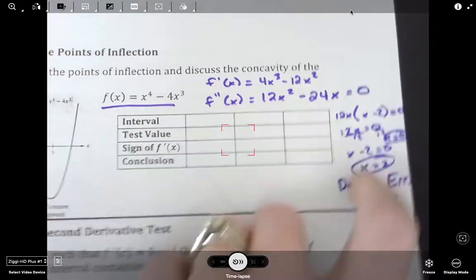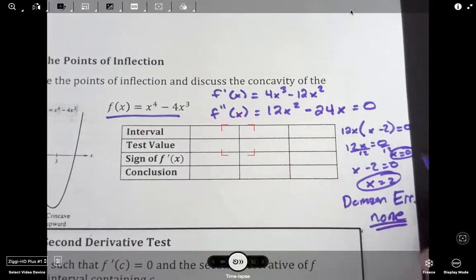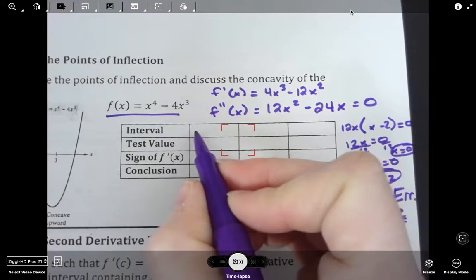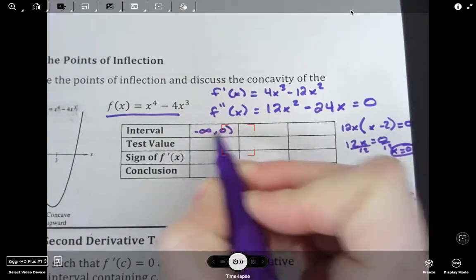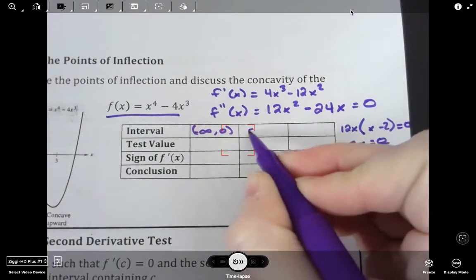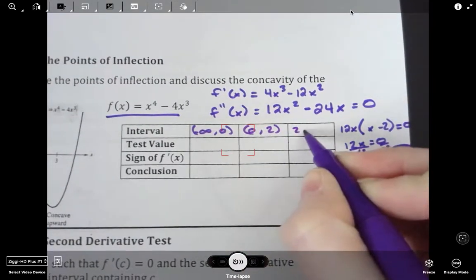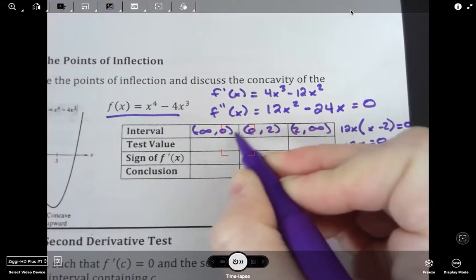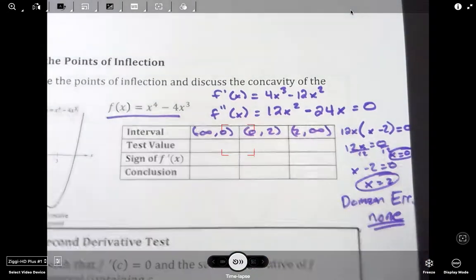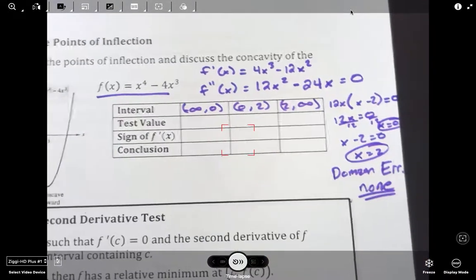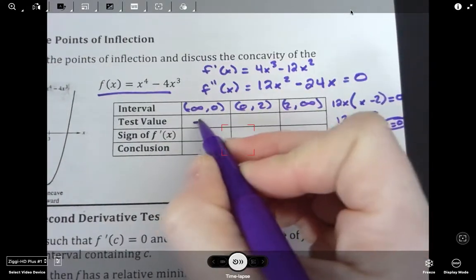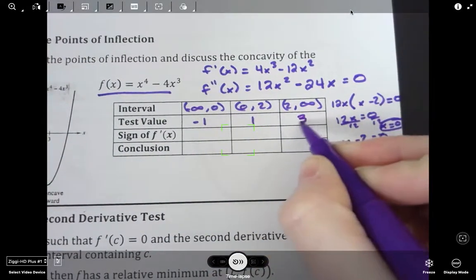Okay, so I have two critical numbers, that means I have 3 test intervals. Okay, the first critical number that's going to come up is 0, so I'm going to do from negative infinity to 0 as my first interval, from 0 to 2, and then from 2 to infinity. Okay, now I don't have to put squiggly marks on either one of these because I don't have any domain errors. All right, test value, I'm going to do like negative 1, 1, and 3 here.